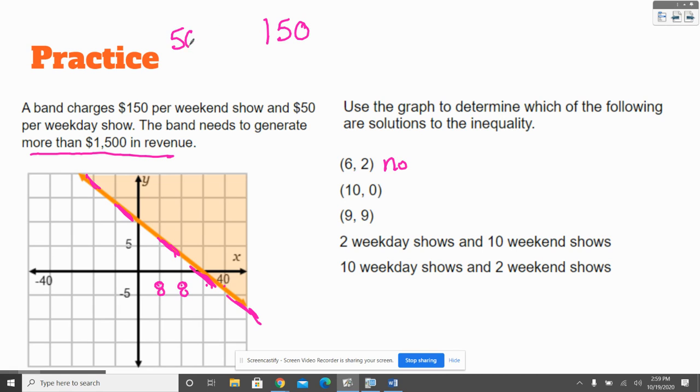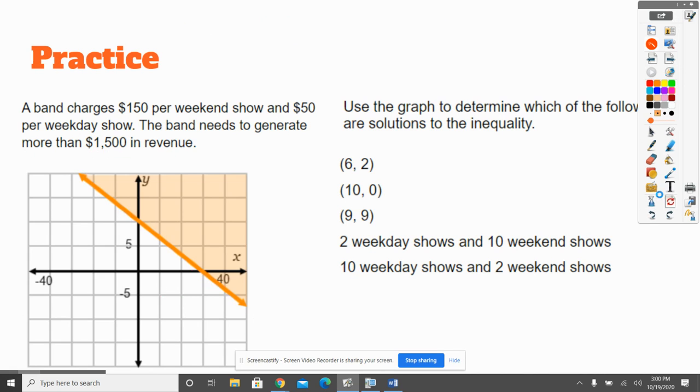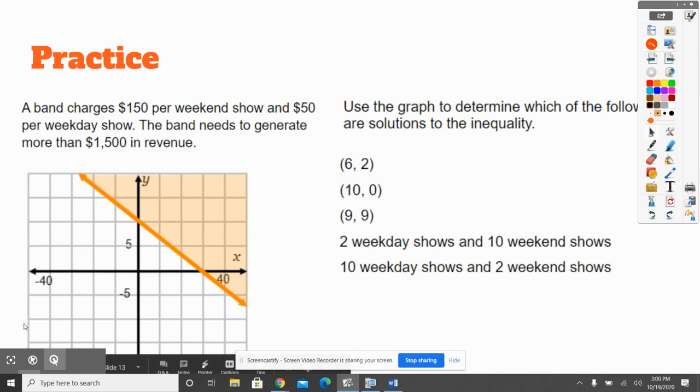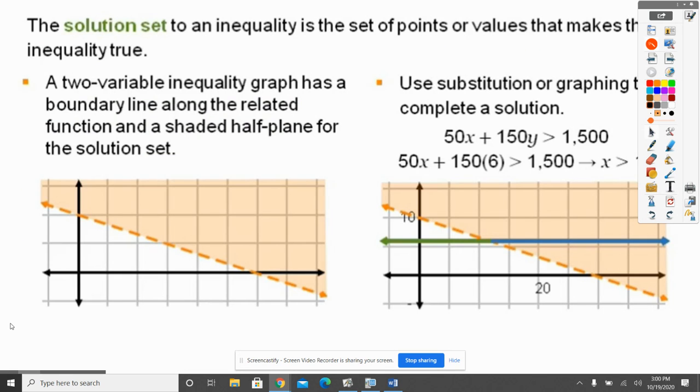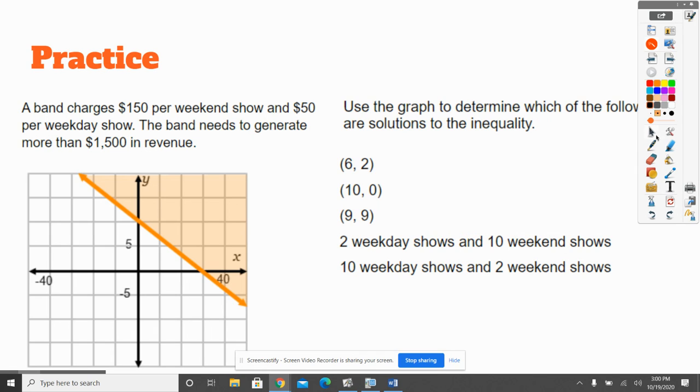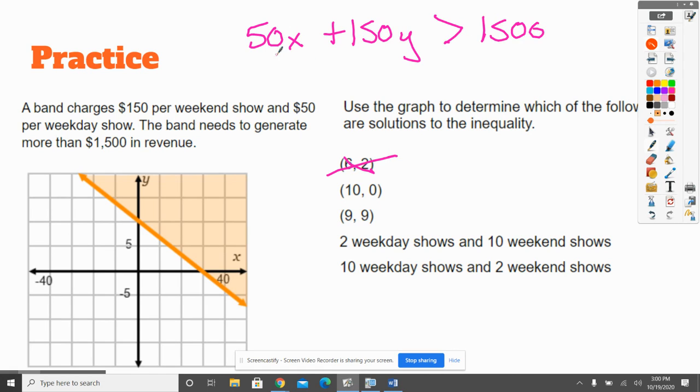50 for the weekday, we said. What was the x and y defined? This is my whole problem that I've been having today. What was my x and y? 50x plus 150y should be greater than 1,500. We said 6, 2 doesn't work because if you have 6 in there, it'd be 50 times 6 plus 150 times 2. That's not enough money.